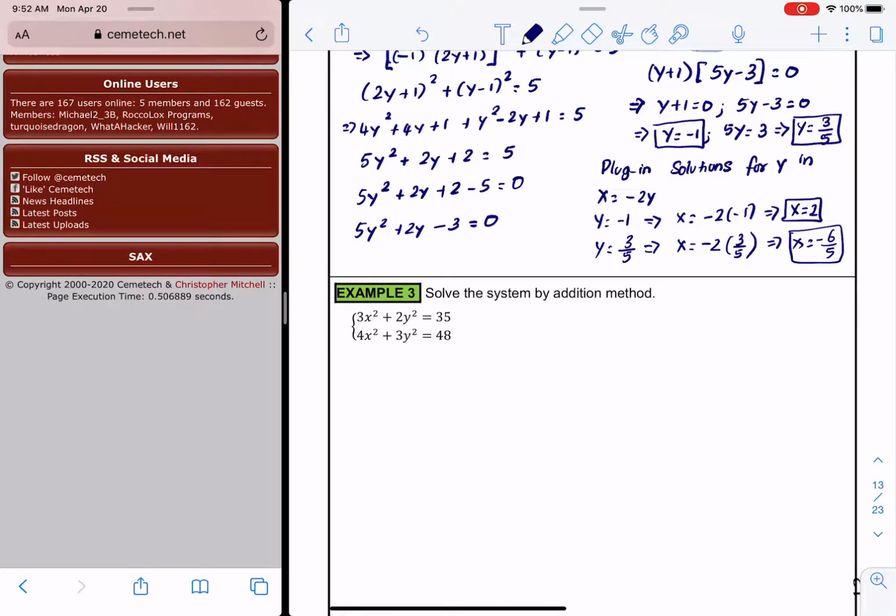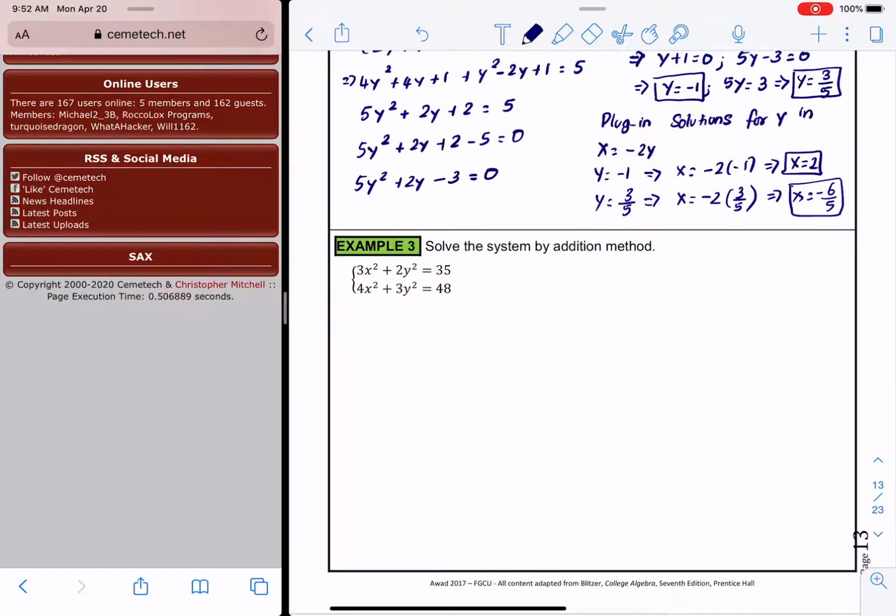Here is an example where we have to use the addition method, which implies that we have to eliminate and substitute. So I am going to eliminate, it doesn't matter in this case, it is going to be challenging either way. So I'm going to get rid of y, so I'm going to multiply the first equation by 3 on both sides, so 9x squared plus 6y squared equals 105. I'm going to multiply the second equation by 2 on both sides, 8x squared plus 6y squared equals 96.